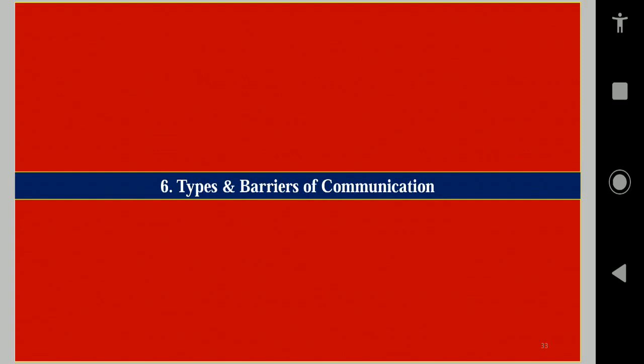Next, we come to the types and barriers of communication. 6.1 is types and barriers of communication. The communication system plays an important role in the rapid growth of sustainable agriculture. It is the vital bridge that carries the result of research from the laboratory to the field. A steady flow of accurate, understandable, and factual information links the scientist with the farmers. There are some communication barriers which hinder successful and effective communication of new ideas, and we'll read some barriers now.